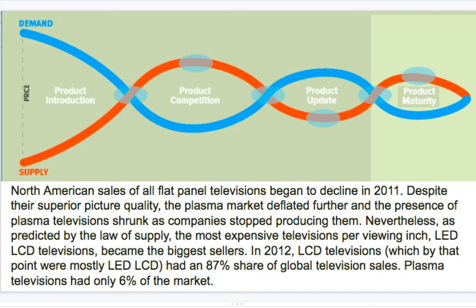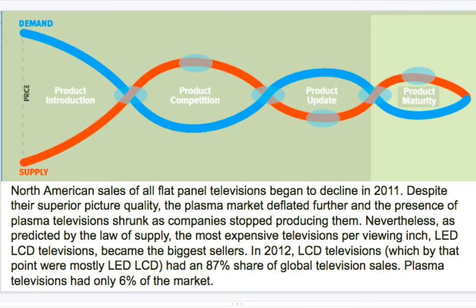Now with a product like television, because technology has changed so quickly, it's very hard to keep up to date with what's happening. At the bottom it says again, North American sales of all flat panel televisions began to decline in 2011. Despite their superior picture quality, the plasma market deflated further, and the presence of plasma televisions shrank as companies stopped producing them. Nevertheless, as predicted by the law of supply, the most expensive televisions were the large-screen LED LCD televisions because they were the biggest sellers.